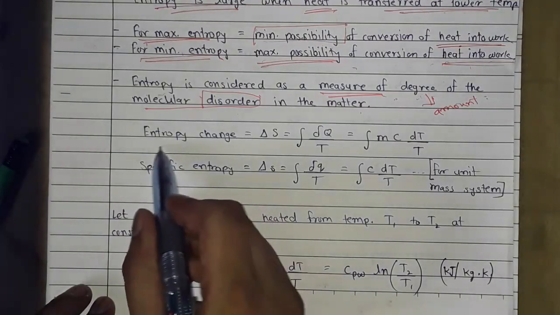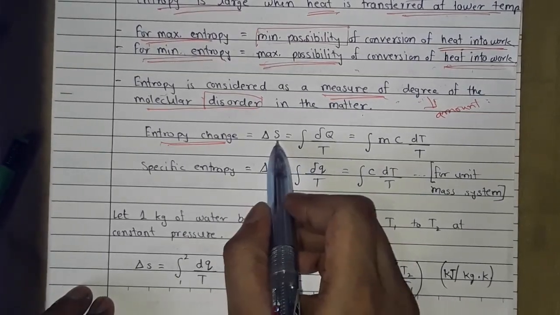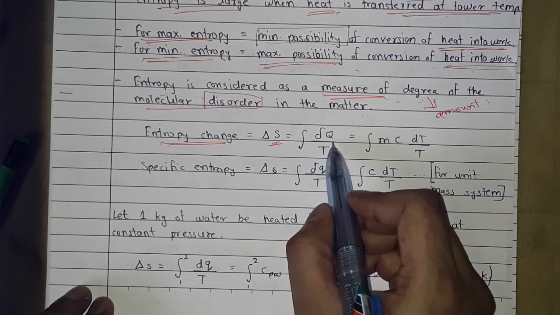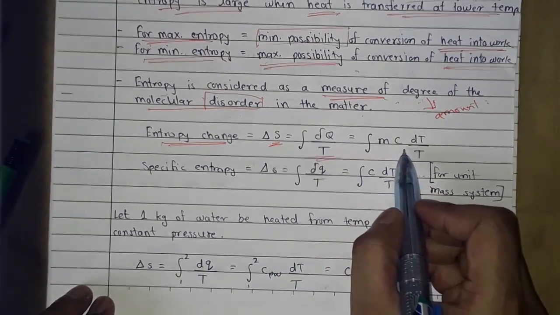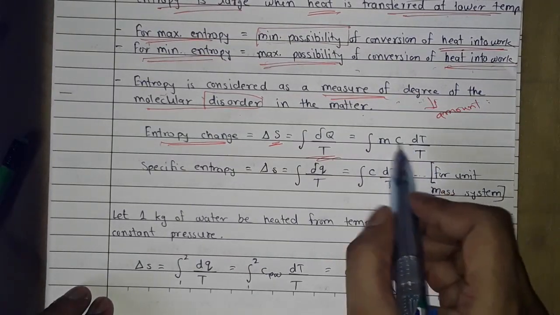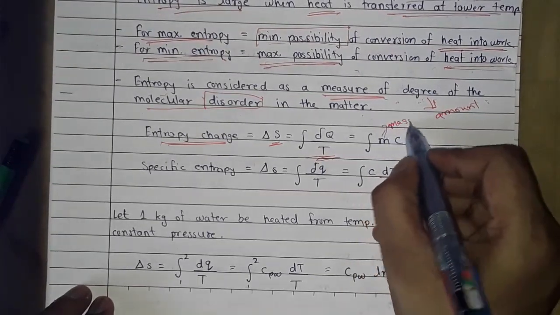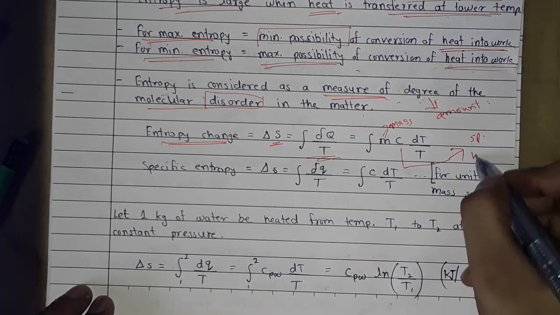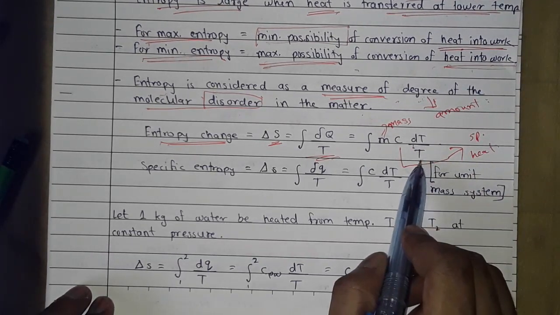Now here, friends, entropy change, that is delta capital S, is equal to the integration of delta Q upon T, is equal to the integration of m c dT upon T. Here, friends, m is the mass and c is the specific heat, dT is the temperature difference, and this is T.